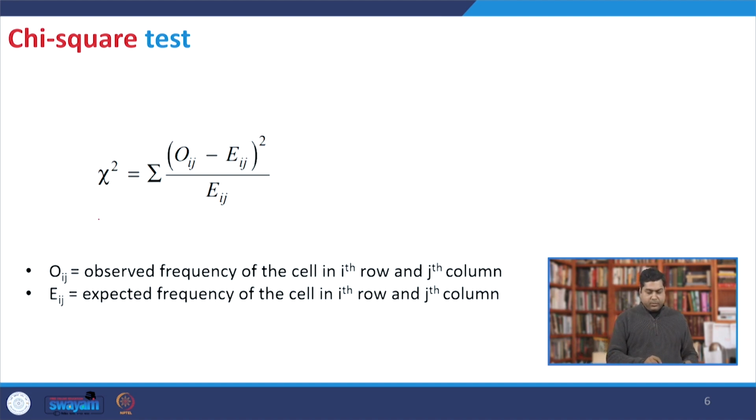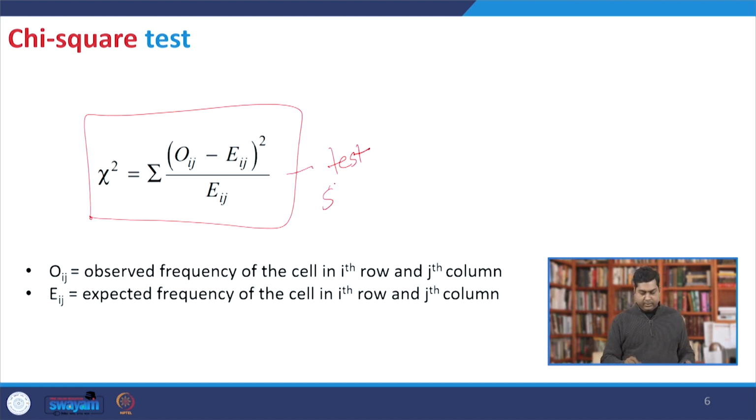So the equation looks like this. This is basically what we refer to as the test statistics. So we calculate it based on the data, and then we compare this calculated test statistic with the critical value. For all such tests, there are established tables. It depends on the degree of freedom and level of significance.